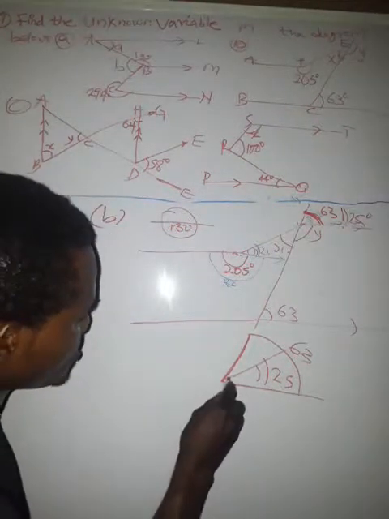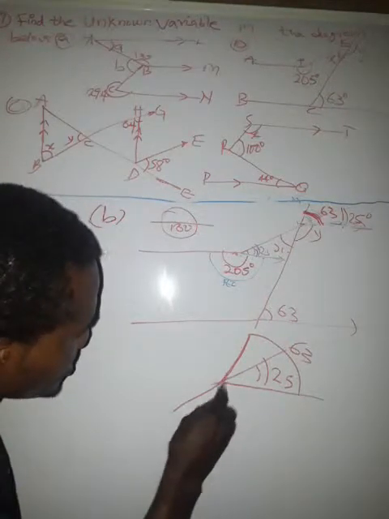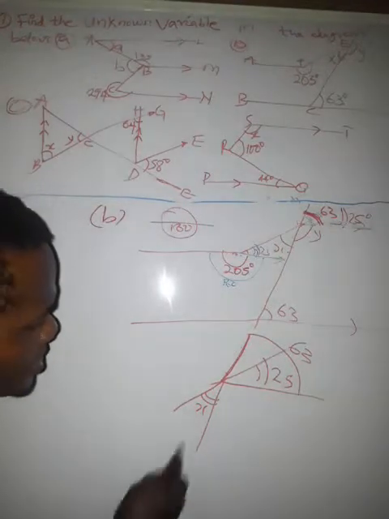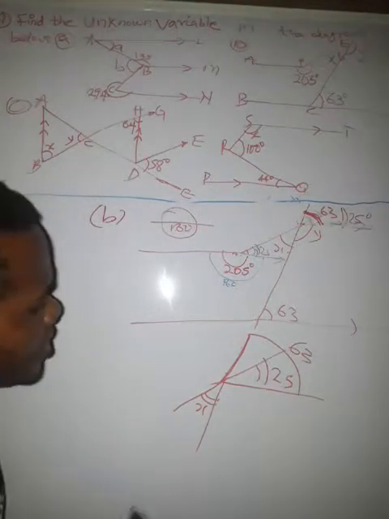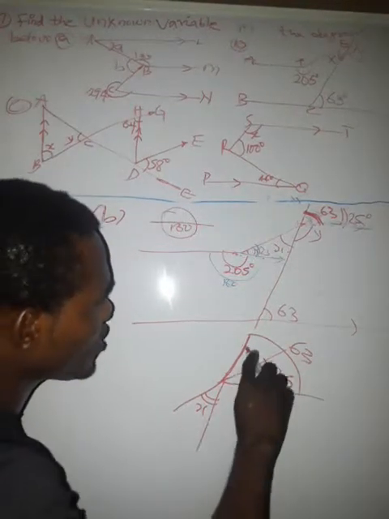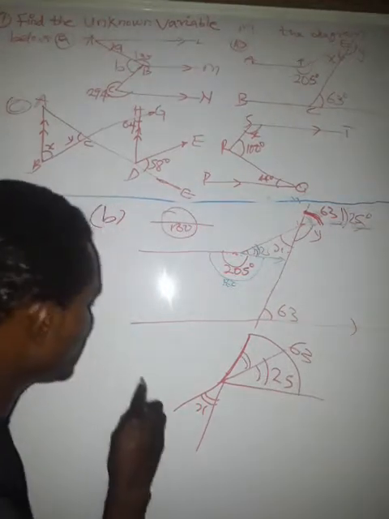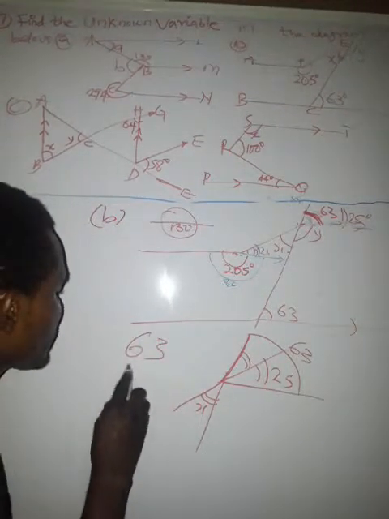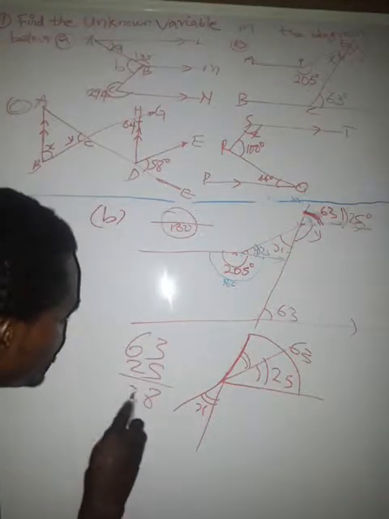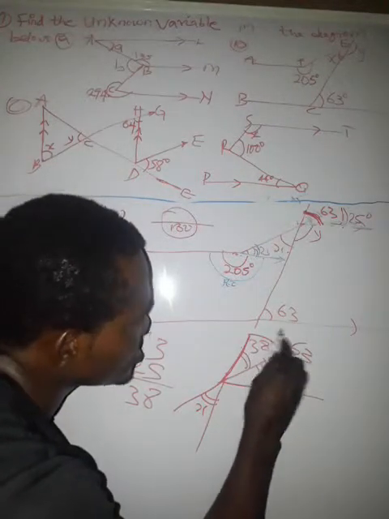Don't forget that here is the x I'm looking for. Now that I already know part of the 63 to be 25, what will this one be? What will we add to 25 to make it 63? We just subtract 25 from 63. That will give 38. Meaning here is 38.